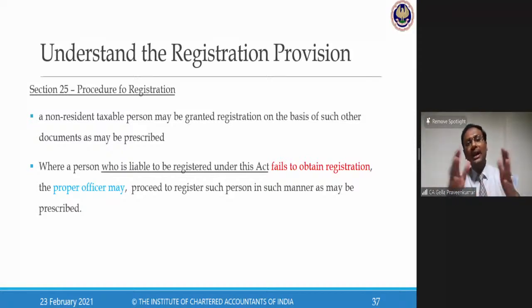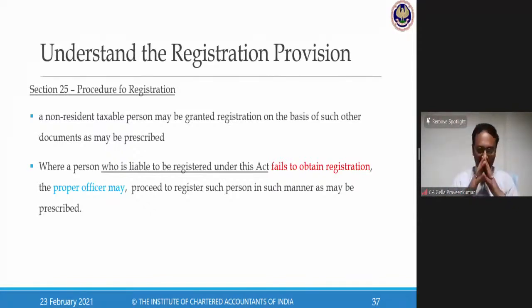So what will happen? I'm liable to get registered, but I have not registered. Then the law says, don't worry. I have appointed someone called the proper officer. That proper officer will initiate the provisions under Section 22. He will proceed to get this particular person registered.